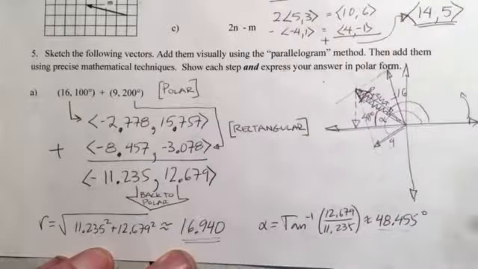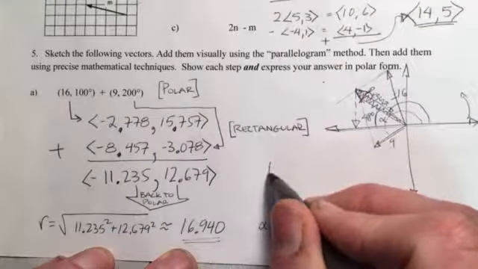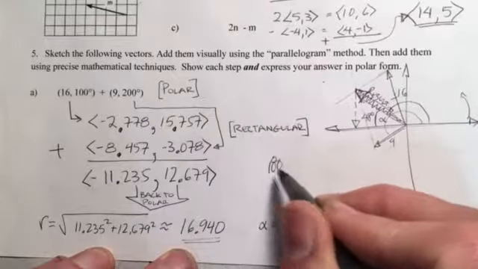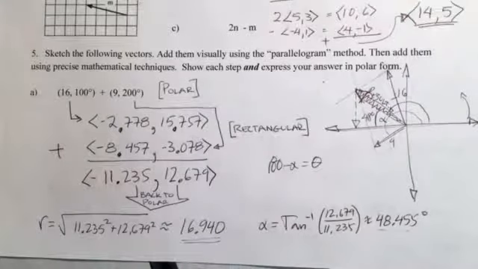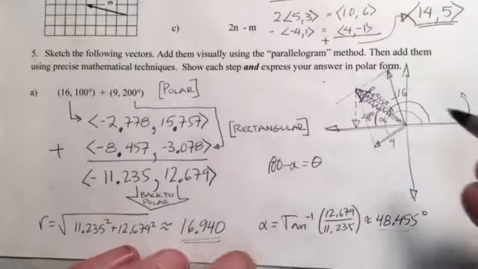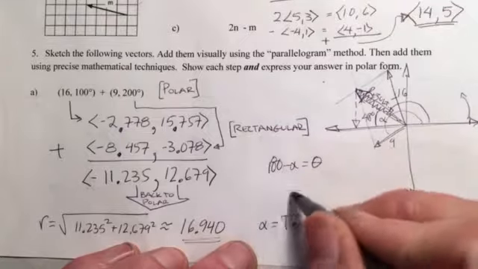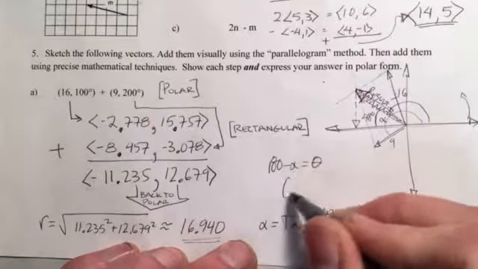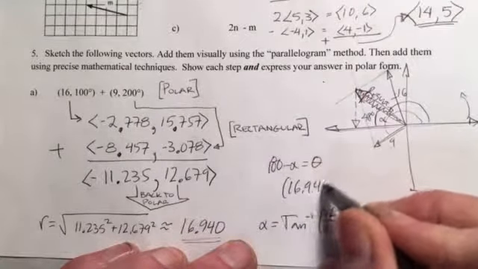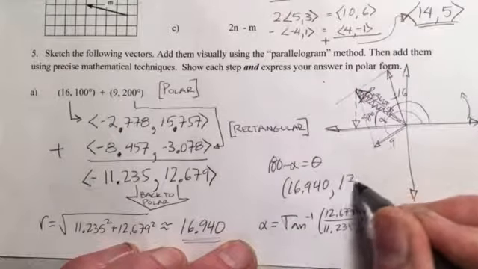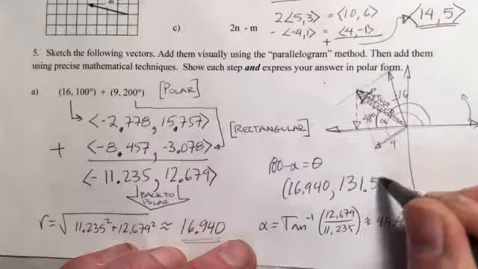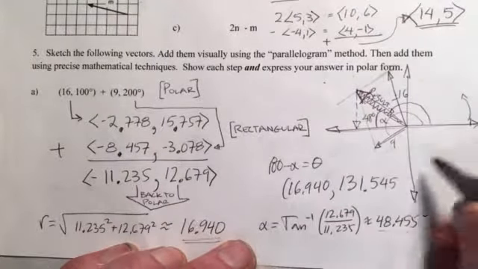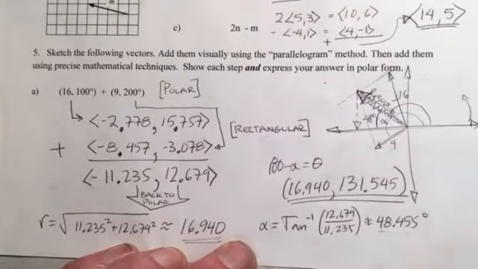except for that, 180 minus alpha gives me my theta. So that's going to be about 131. So I would just write, for my final answer, 16.940 comma 131 and 0.545, I think. Okay, so that's that answer. On to the other side of this.